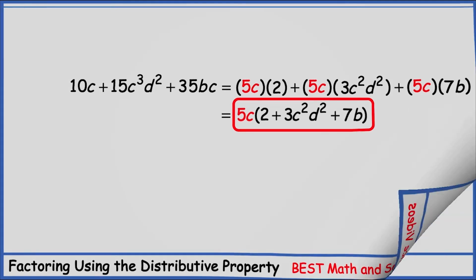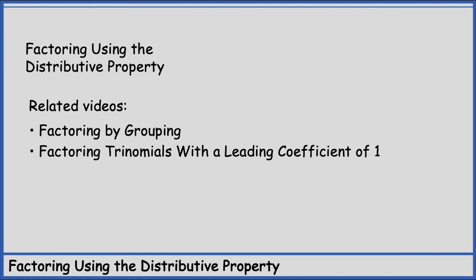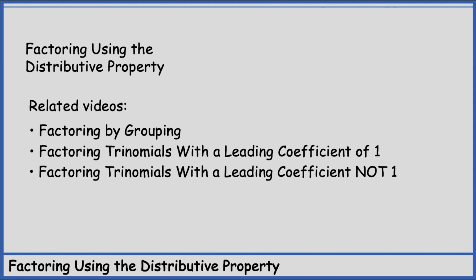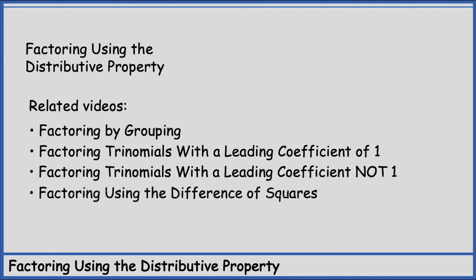The examples in this video show how to factor trinomials using the distributive property. For more complicated polynomials, watch the related video on factoring by grouping. And you might also be interested in factoring trinomials with a leading coefficient of 1, or with a leading coefficient not equal to 1, or using the difference of squares. Links to these videos are in the description below.